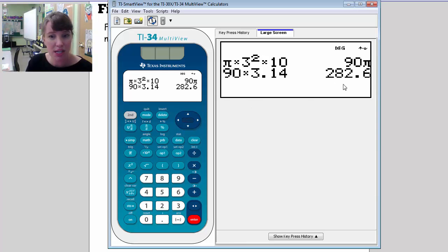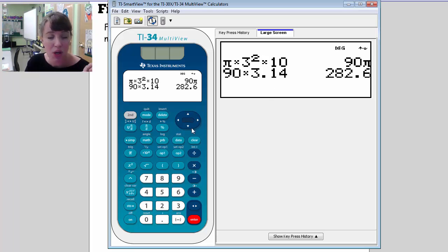But remember, this is just an estimate, and whether or not this is a good estimate depends on what they ask you to round to. If they're asking you to round to the nearest hundredth, you would put 282.60. Now, it's very likely that you're going to get something different if you actually used more digits of pi in your calculation.